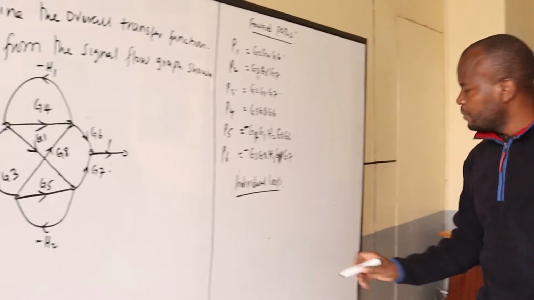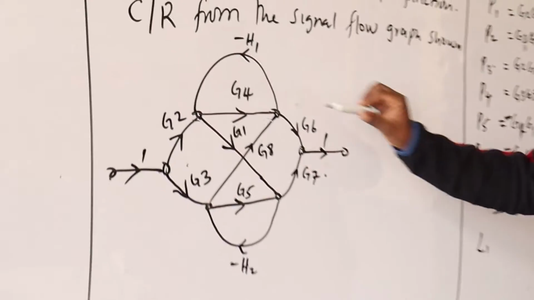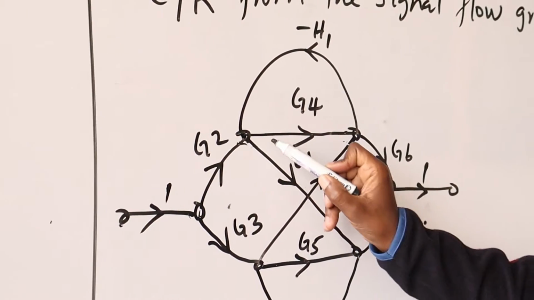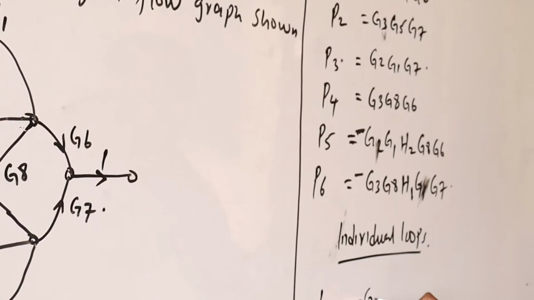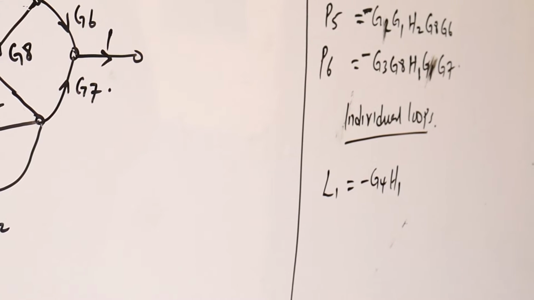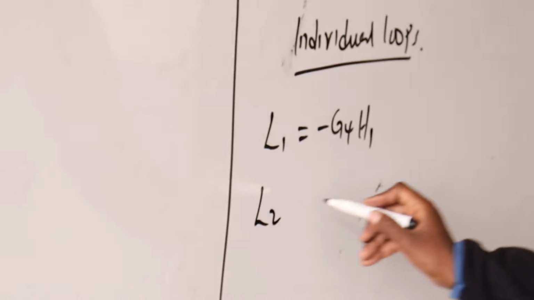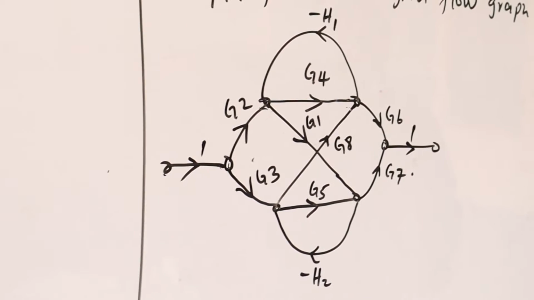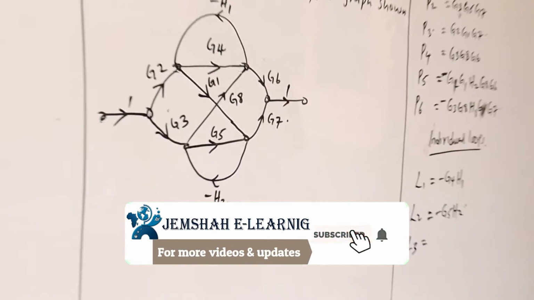We can call the loops L. Talk of L1: starting from that point, it goes G4, then minus H1. So we can talk of minus G4 H1 as one of the loops. L2, the second loop, is minus G5 H2. And maybe we can also have the third loop.